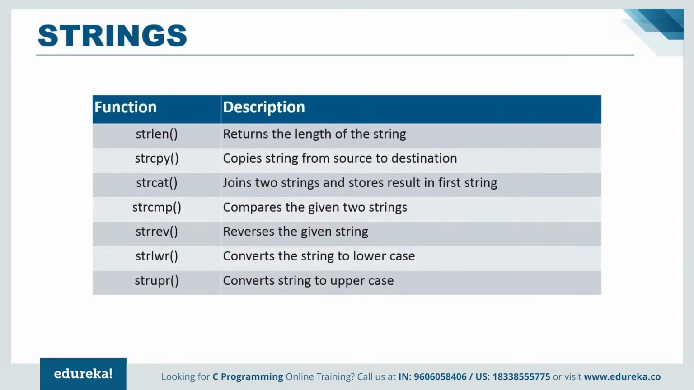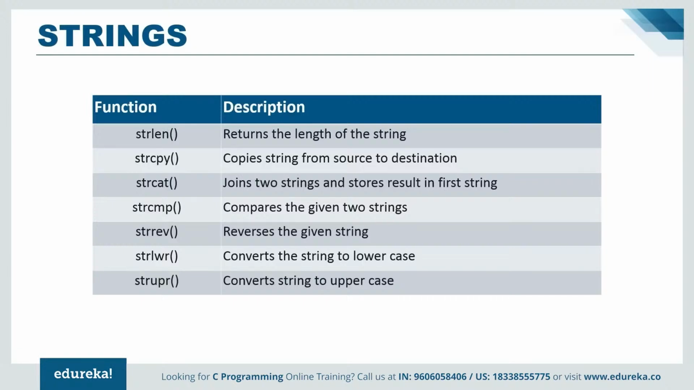Now we have some basic operations which will be applied on strings. The most basic operations which we apply on strings are string length, which will return the length of the string. Followed by that we have string copy, which copies the string from source to destination, and string cat, which is used to join two or more strings. And after that we have string comparison, which compares the given two strings.